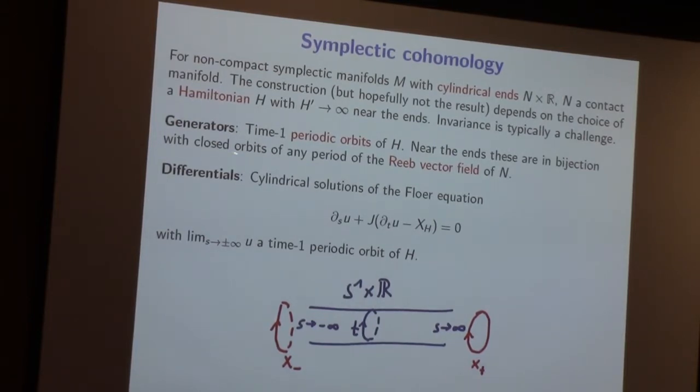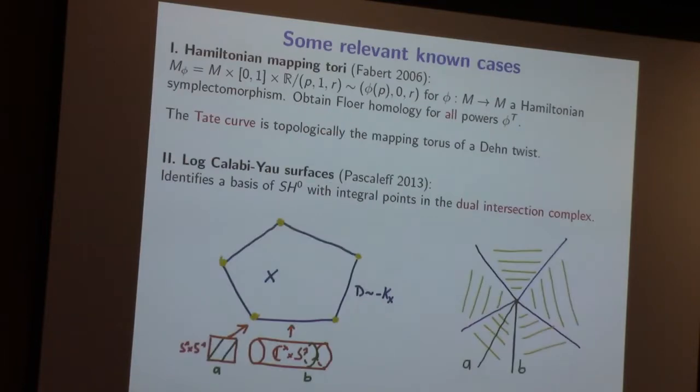And then the differentials are computed from cylindrical solutions of the Floer equation, so that involves here the Hamiltonian vector field, and hence implicitly the symplectic structure. And towards the end, plus or minus infinity, you tend to a time 1 periodic orbit of H, like this picture. These are the time 1 periodic orbits at plus and minus that you would fix.